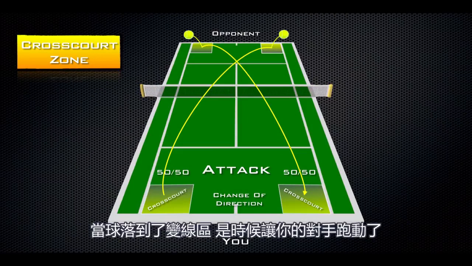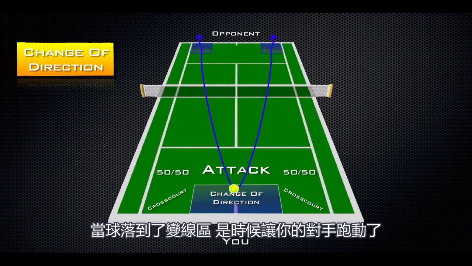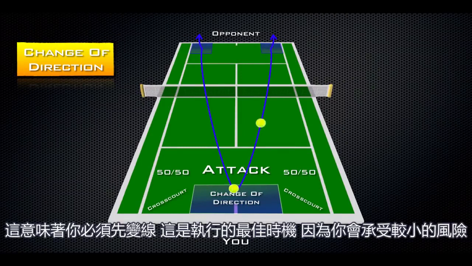When the ball lands in the change of direction zone, it's now time to try to move your opponent around the court. This doesn't mean you have to change directions of the ball. It's the optimal time to do it because you'll be taking less risk.